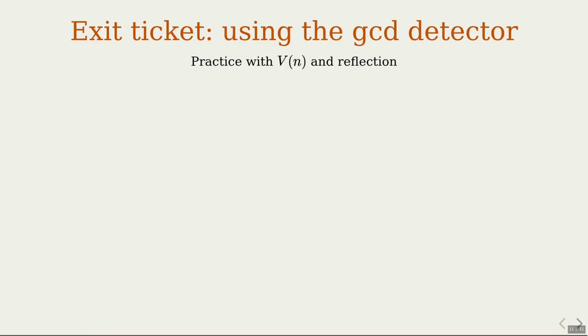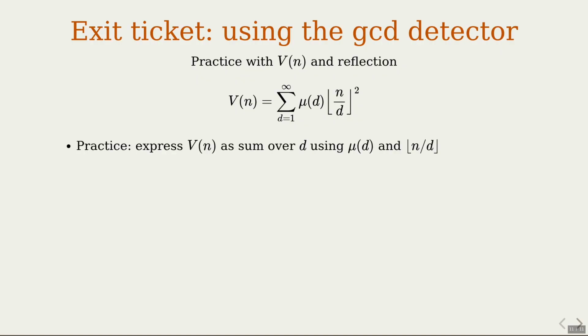Exit ticket, using the GCD detector. For practice, try to reconstruct the formula for v of n, starting from the idea that it counts pairs a, b with GCD equal to 1 and uses the Möbius GCD detector. So I would start with a double sum over all a and b, between 1 and n, of the GCD equals 1 indicator. Then replace that indicator by the sum over common divisors with mu of d, then swap the sums and count multiples of d.